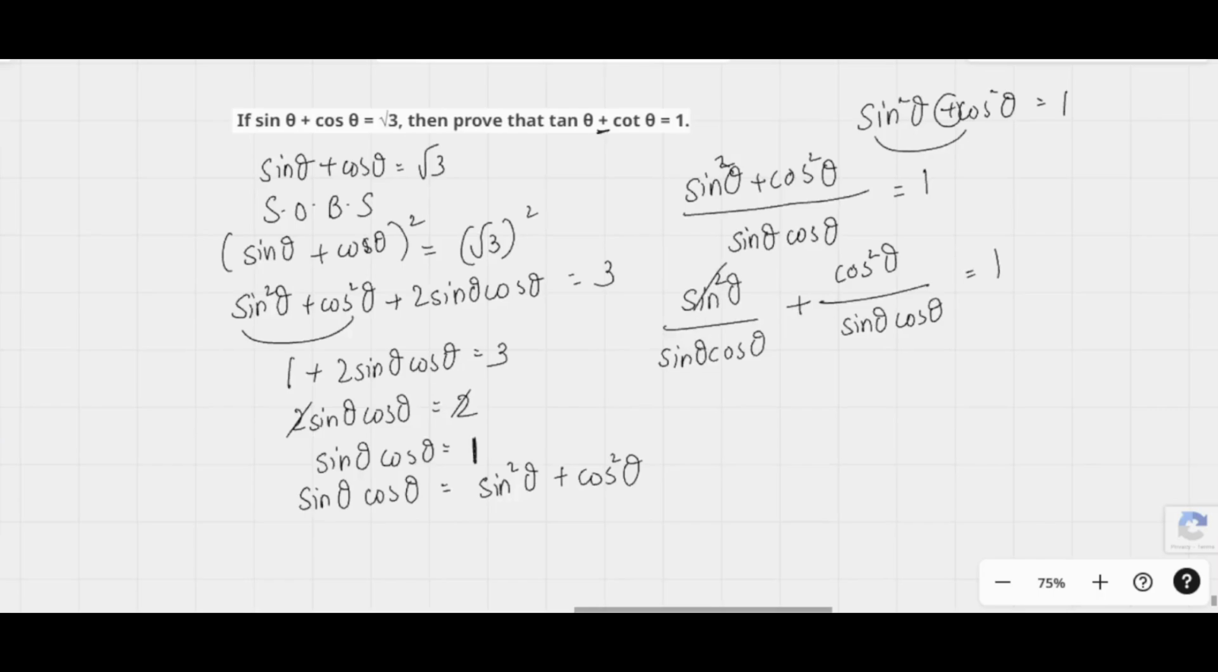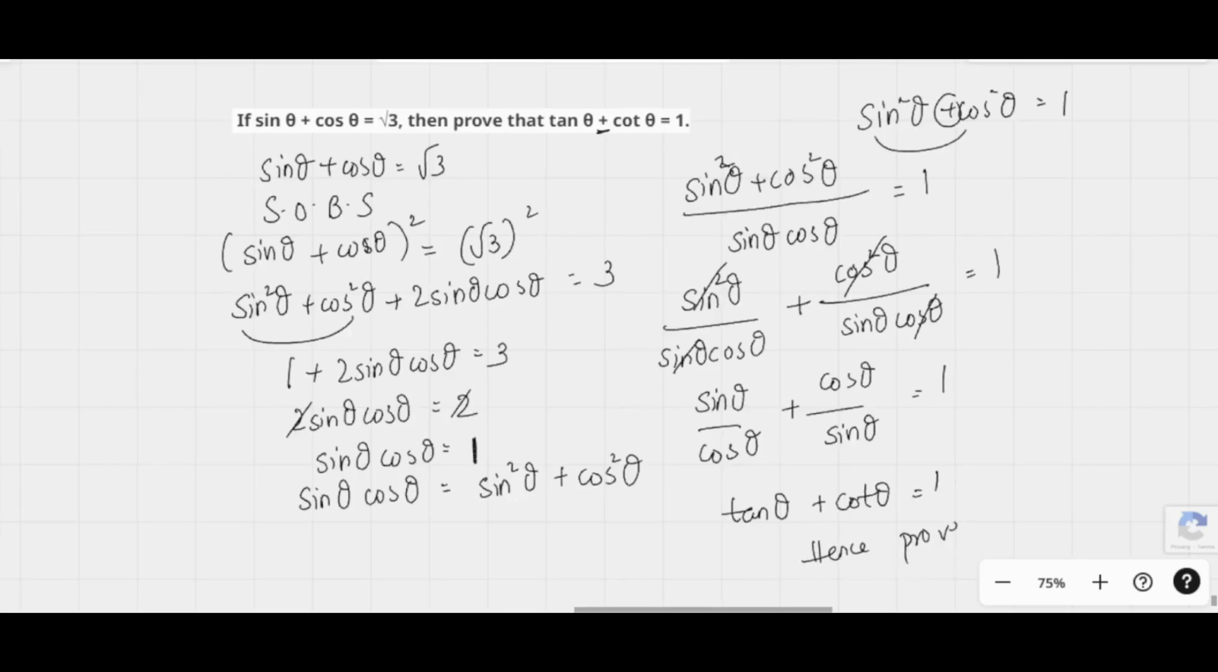Okay, now sine and sine is cancelled. Here cos cancelled. So what will be remaining here? Sine by cos, and here cos by sine. Yes, we got our answer. What is sine by cos? Tan theta. And what is cos by sine? Cot theta is equal to 1, and hence it is proved.